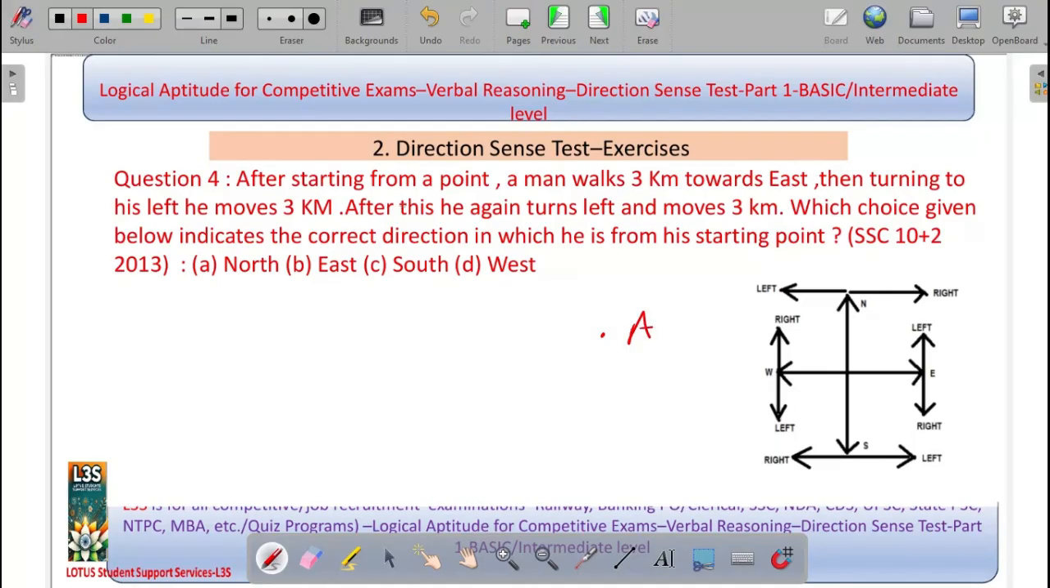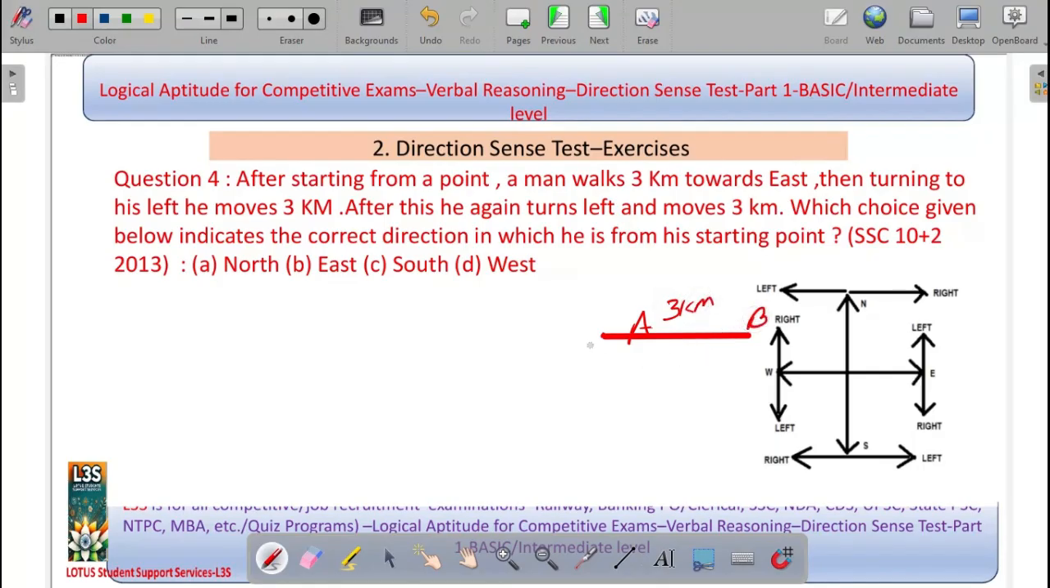Now what's the question? After starting from a point, a man walks 3 km towards east. So his east will be towards his right side. You can see here, east will be right side. So he will go like this, 3 km. Okay. This is 3 km, B.